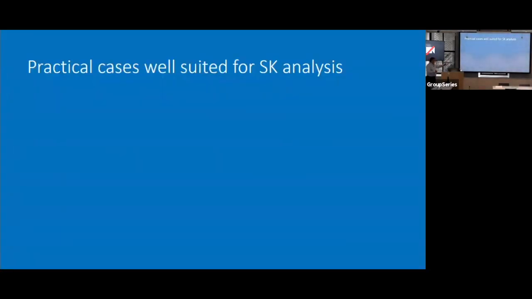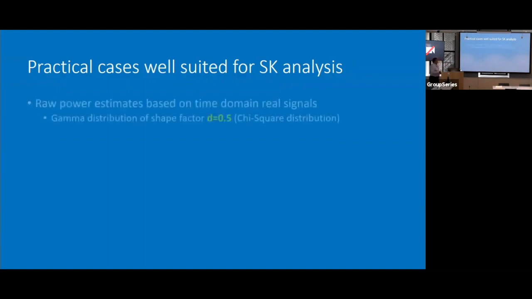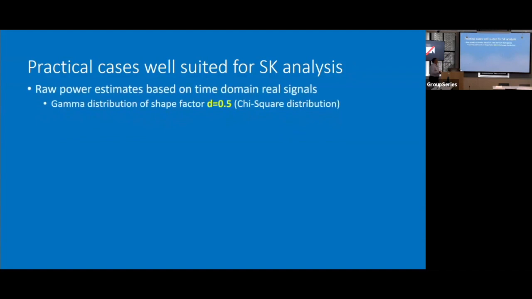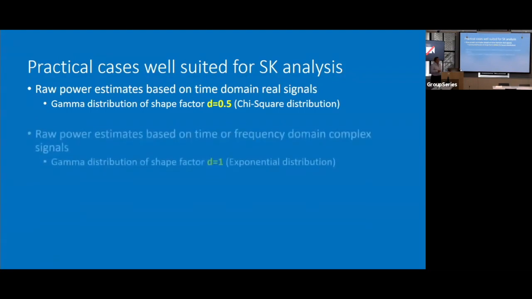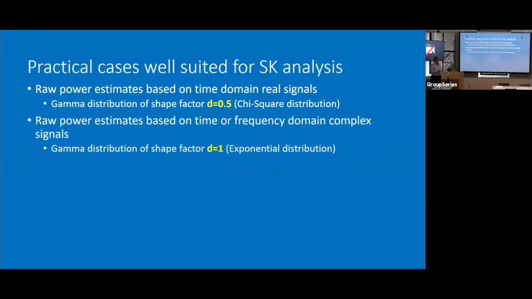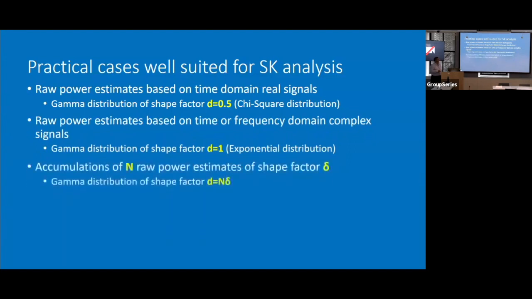And I want to show you some cases well suited for SK analysis. For example, if you have a raw power estimate based on time domain serial signals, then those samples will obey a gamma distribution of shape factor 0.5, which is a chi-scale distribution. We already discussed the exponential distribution, when you have a shape factor equal to 1.